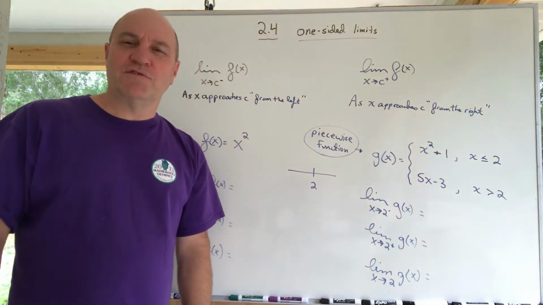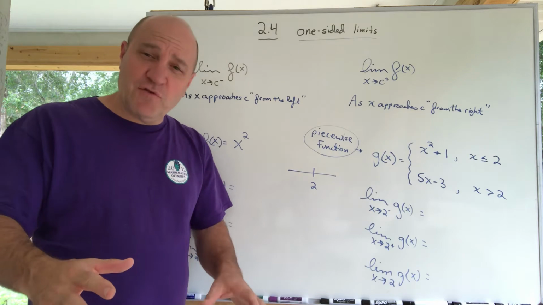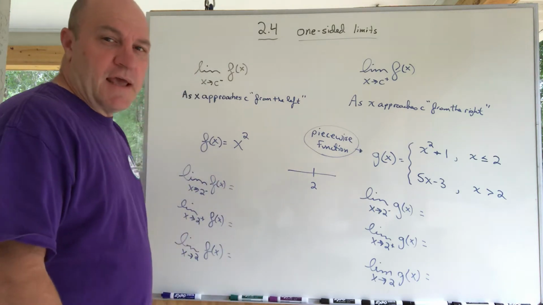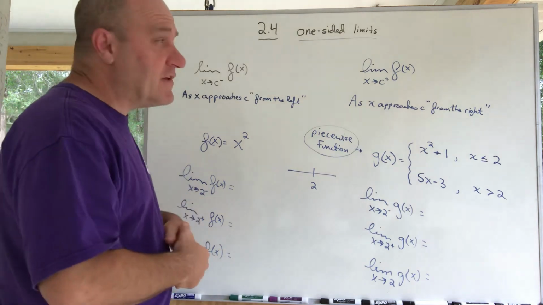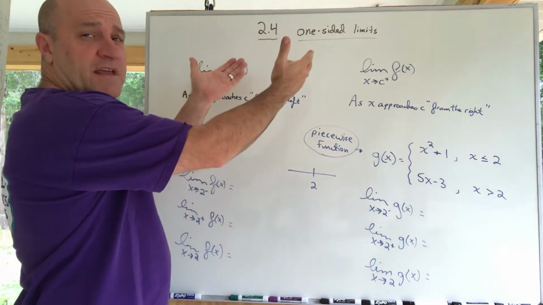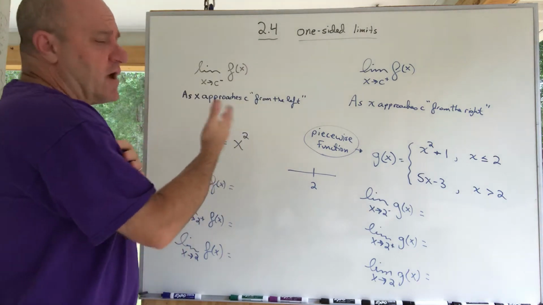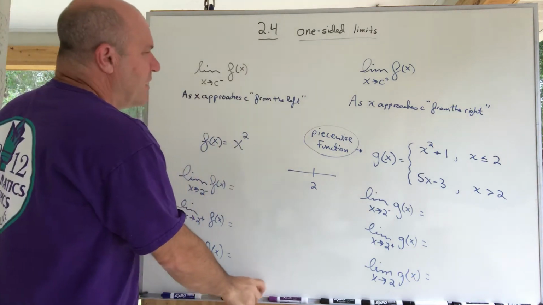Hello, Calculus 1 students. We're in Chapter 2. I'm moving into Section 2.4. We're working on limits. I already mentioned this in a previous video, but one thing in 2.4 is this topic of one-sided limits. And so I wrote a few things on the board here.